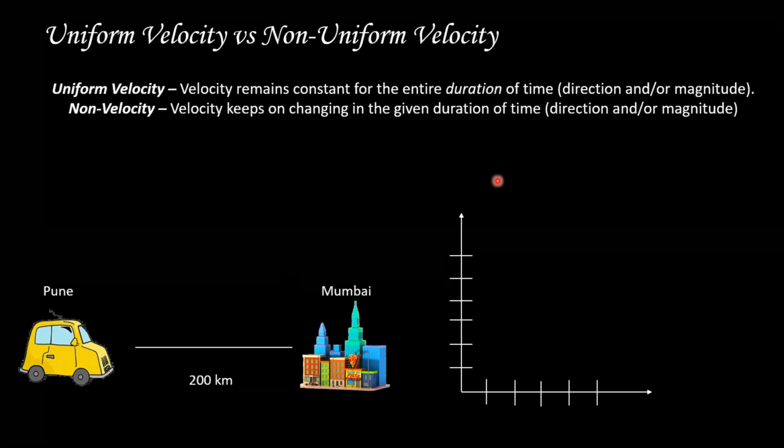Uniform velocity remains constant for the entire duration of time, direction or magnitude. Non-uniform velocity keeps on changing in the given duration of time, direction or magnitude. Yes. Thank you so much.